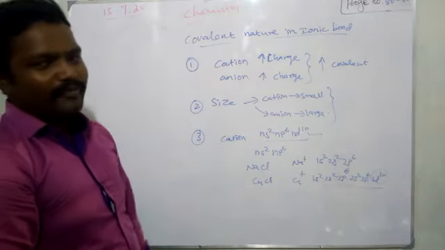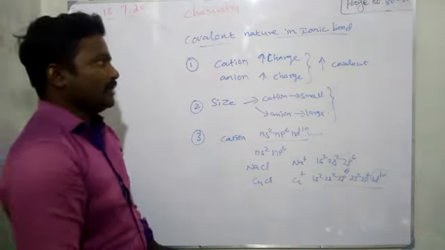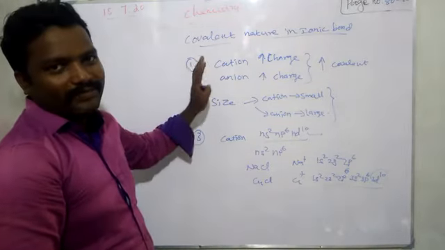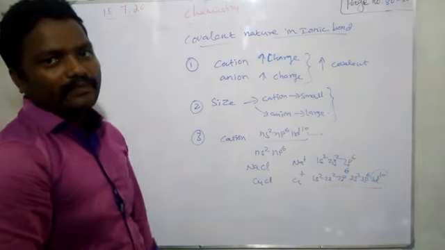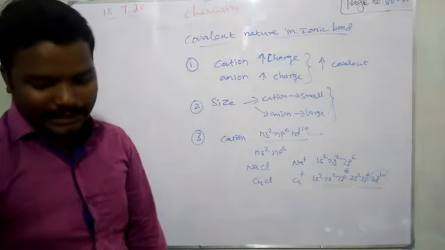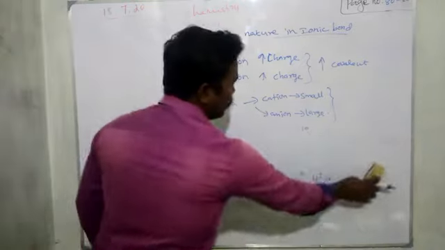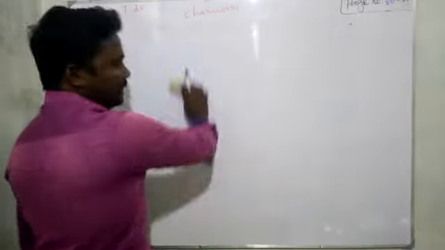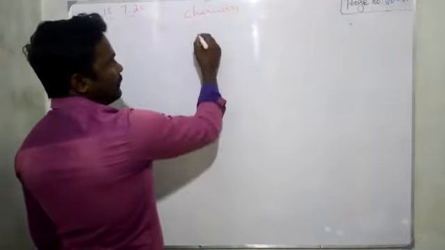So according to Fajan's rule, we can find the covalent nature. The conditions are also given. If any compound follows these conditions, it has more covalent character. Next, we are going to learn about valence shell electron pair repulsion theory. That is called VSEPR theory.